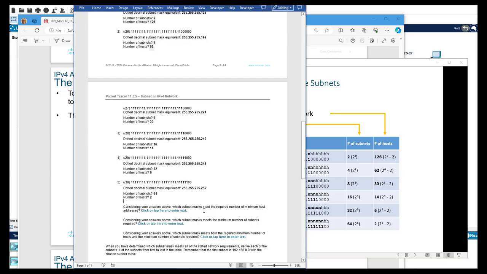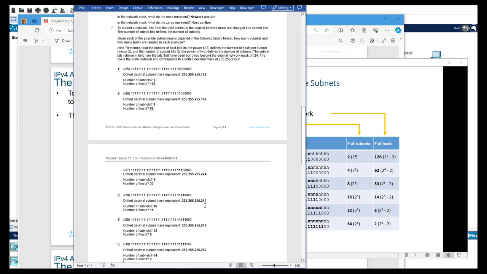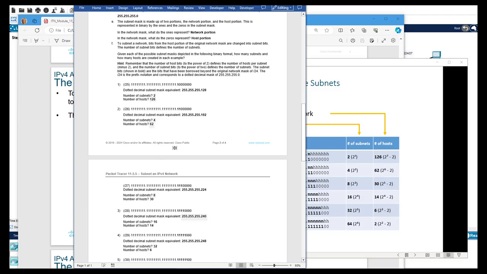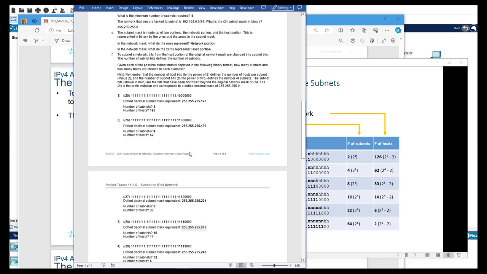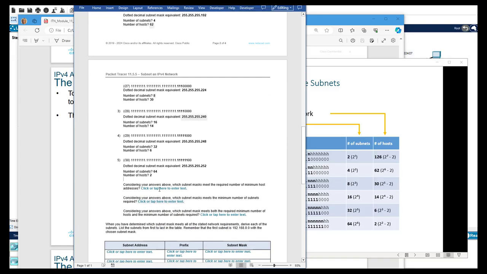Considering your answers, which subnet masks meet the required number of minimum host addresses? So we have one LAN that needs 50 and one LAN that needs 40. Which one of these would give us at least 40 hosts? That would be anything above the /26. So the /25 and the /26 both would provide enough hosts.